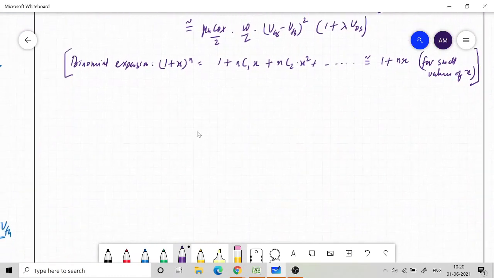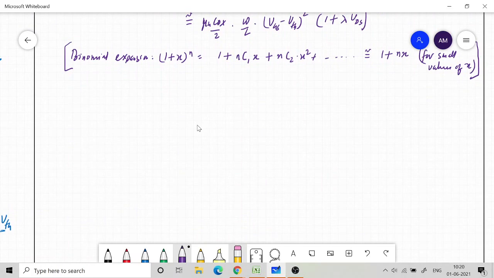Okay, so in the remaining time, I also want to talk about the effect of body bias. That is another effect we need to consider. So what is body bias?